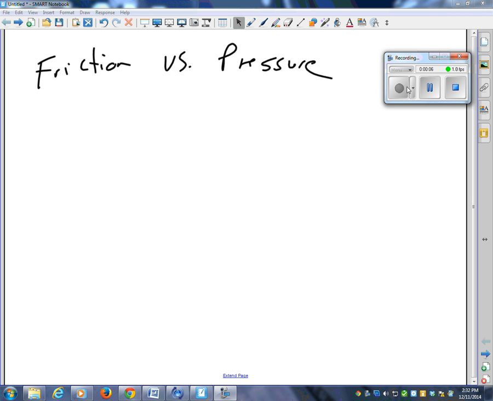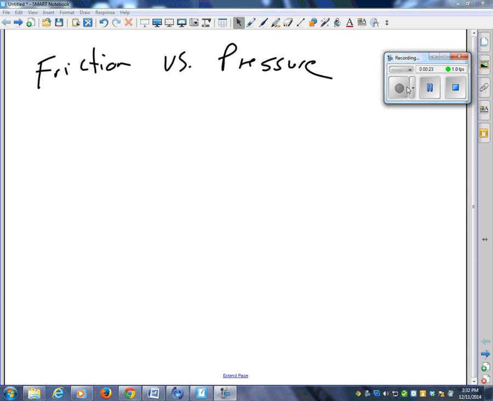Thank you. Let's begin by talking about friction versus pressure. Even when a single force is applied to an object, it is usually not the only force affecting the motion. This is because of our old friend friction. Friction is a force that always acts in a direction to oppose motion. We know that already, so I'm reinforcing that.